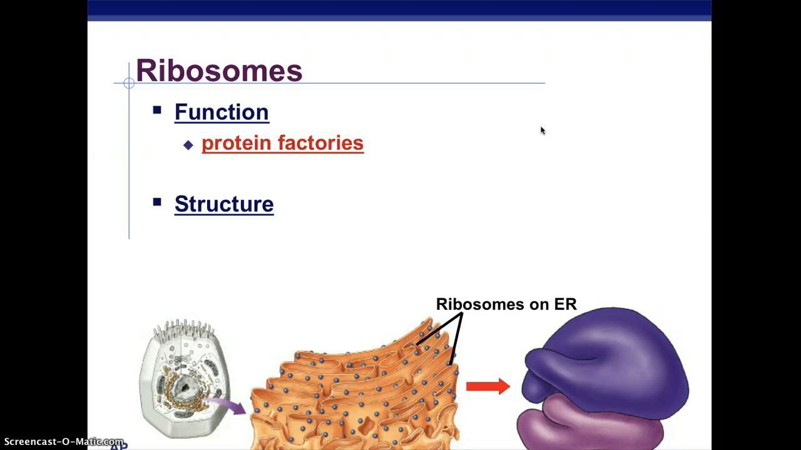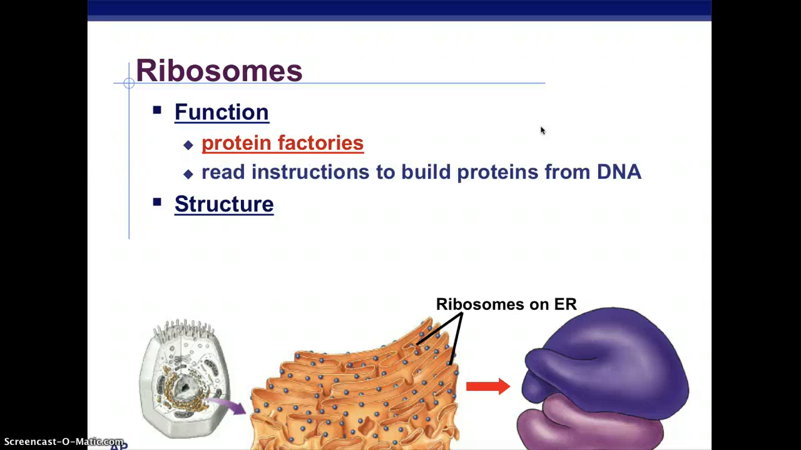So ribosomes. Ribosomes are protein factories. This is what actually assembles amino acids into a protein. And it does this according to instructions from DNA that gets copied into RNA. As for the structure, we have some that are free-floating in the cytoplasm.